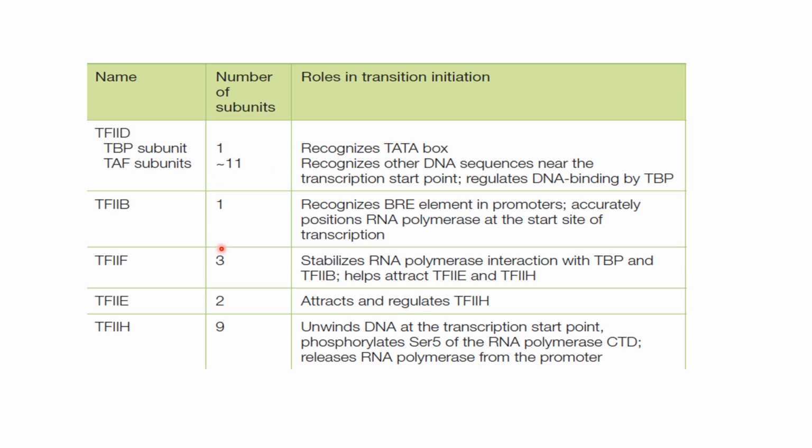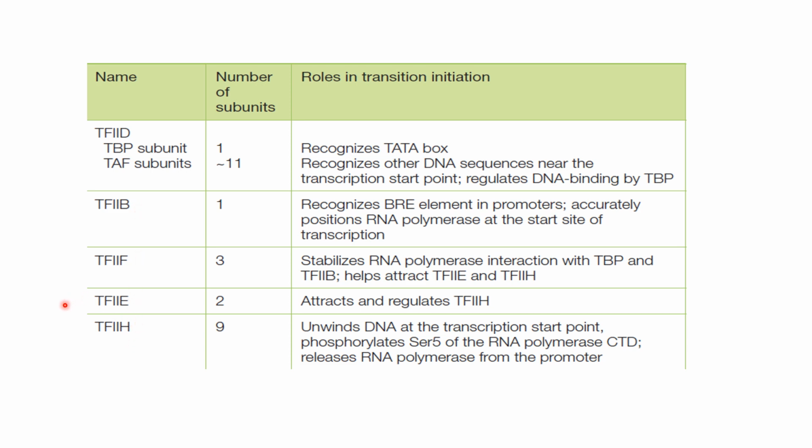Now, these are the subunits which we were discussing. We discussed the transcription factors. This tabular form shows us the different subunits and the role of these transcription factors. As I mentioned, there is a particular order in which they bind. First and foremost, we have the factor D which binds. It has the function that it will recognize the TATA box, and it regulates the binding by the TBPs. Similarly, this is followed by the binding of the factor B, then F, E, and H.